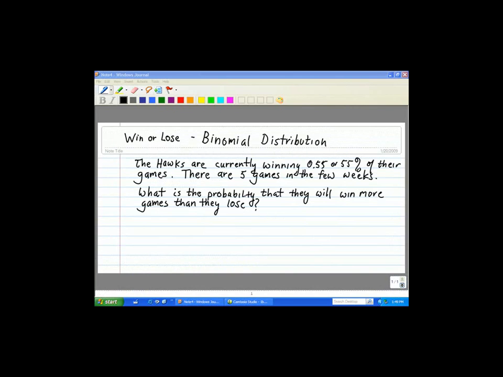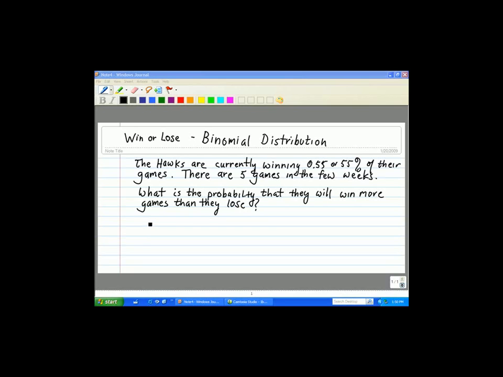So what we're going to have here is the probability that they're going to win 3 games, the probability that they're going to win 4 games, and the probability that they're going to win 5 games. And remember, this is a combination. They could win their first 3 games, or their last 3 games, or in between.